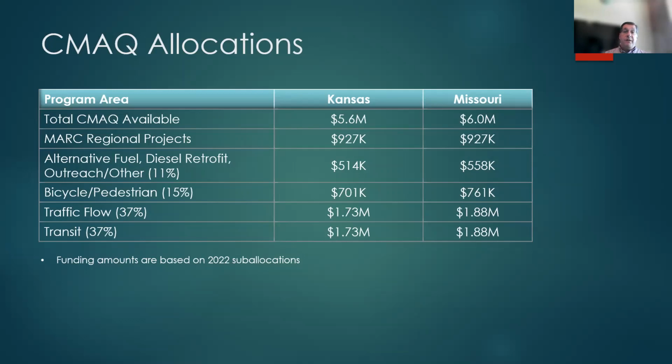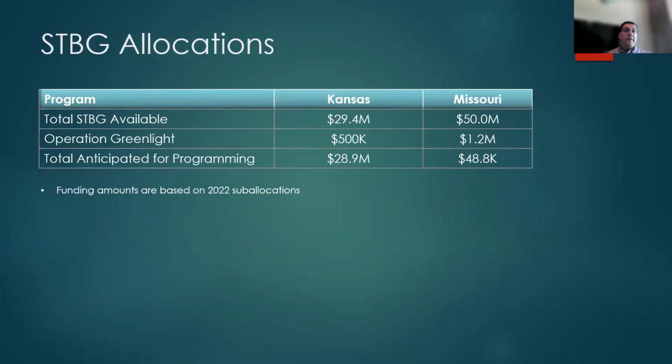Bicycle and pedestrian gets 15% of the funding, and then traffic flow and transit projects take 37% of the funding, all totaling up there to 100%. So you can see those CMAQ allocations. That is what the committees programming CMAQ funding will have to work with. Surface Transportation Block Grant Program, again, is our largest program. Operation Greenlight takes a little money off of the top again by way of TTPC and the MARC Board of Directors, about $500,000 in Kansas and $1.2 million in Missouri, and it's the total anticipated for programming there.